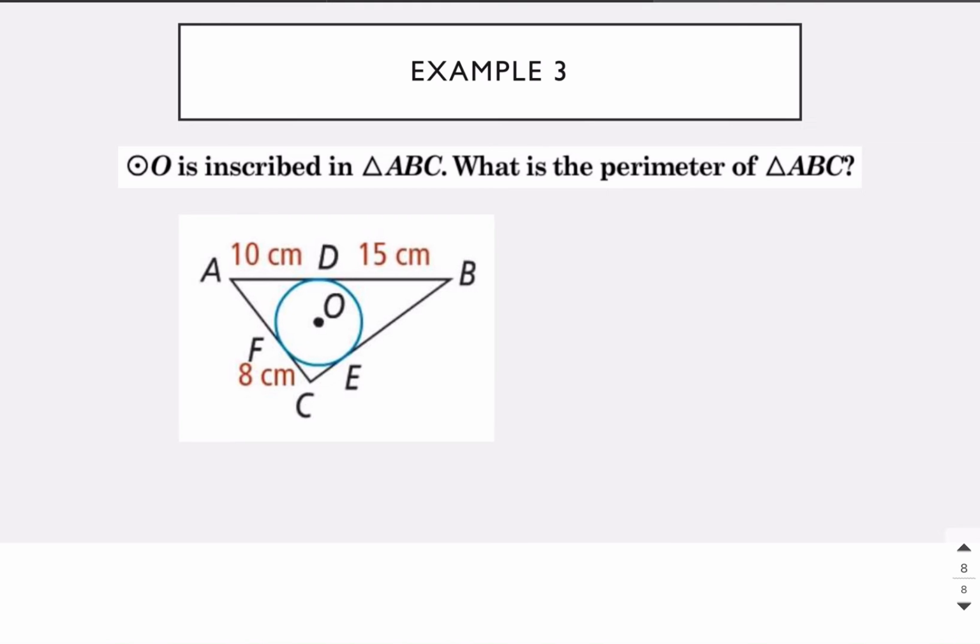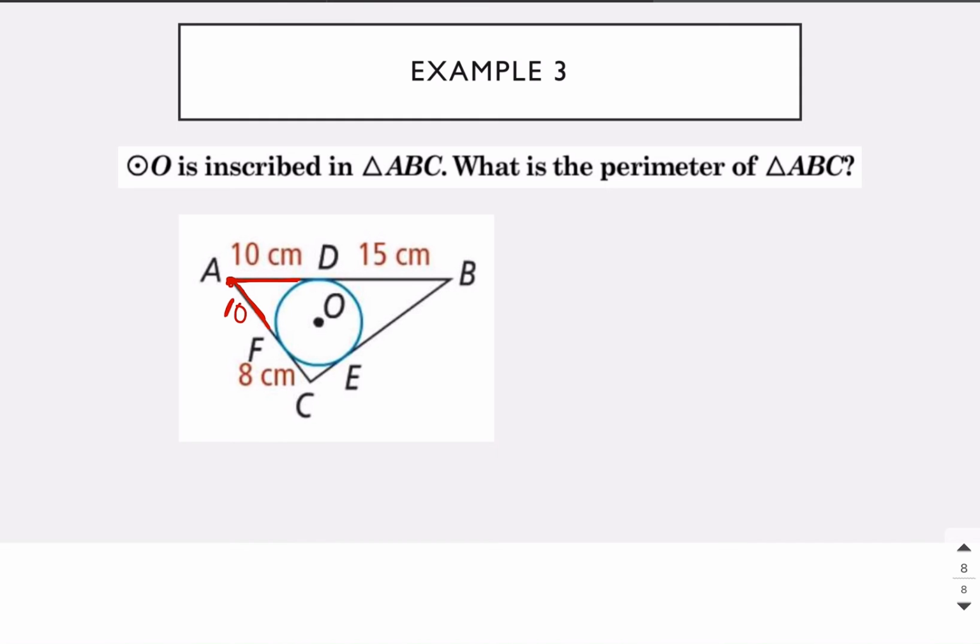So point O, or center O, is inscribed in triangle ABC. What is the perimeter of ABC? So if we remember from our rules, I know that if they come to make a point, those 2 points where they meet at A are the same distance. So from A to F is also 10.